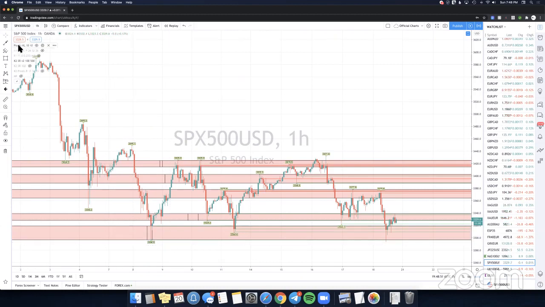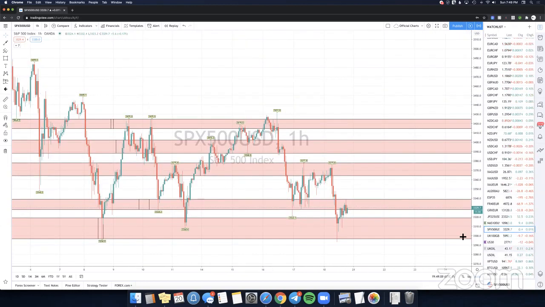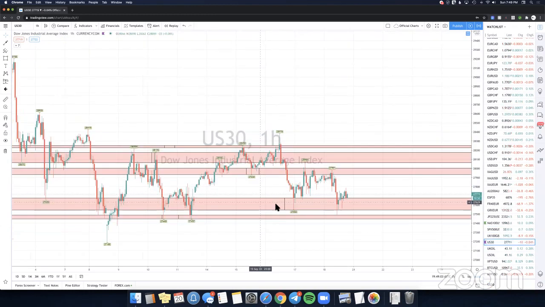All right, cool. So we got this right here. Hi, this SR. You can see how it's marked. It's pretty much the same thing with like US 30. You can see this nice rejection down here. Same situation with US 30. They look pretty similar.